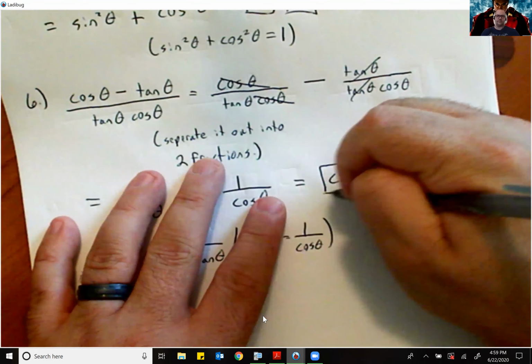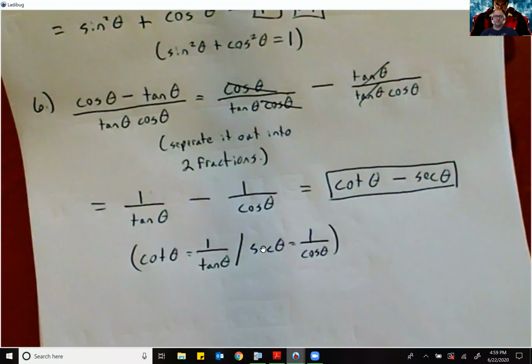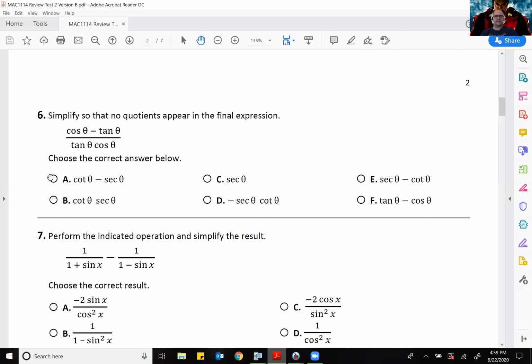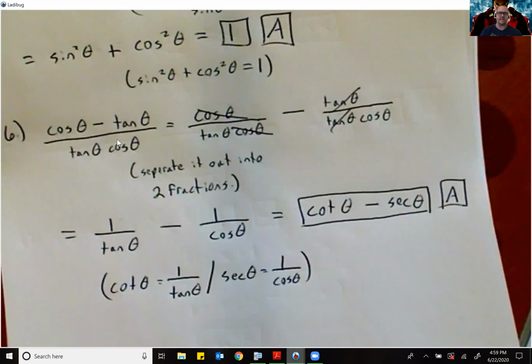We have multiple choice on this. So cotangent minus secant is A. Again, nothing really crazy here. In the beginning, sometimes it's good to separate them out into two fractions. Try that if you have addition and subtraction in the numerator. Separate them out. Another little trick.